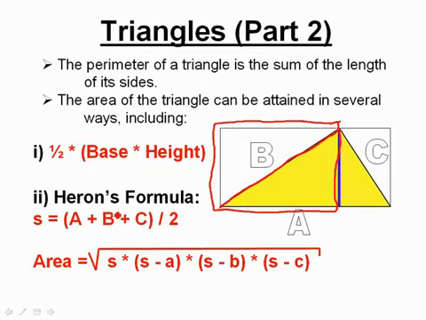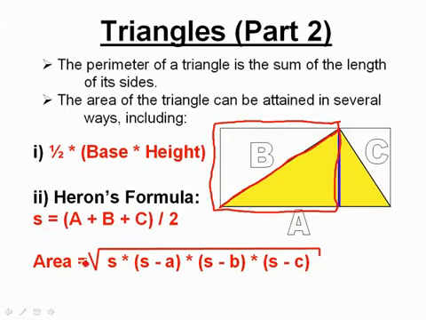Then it's still very much possible to determine the area of the triangle using something known as Heron's formula. It looks very, very complicated, but it's actually quite simple. What you do is you start by taking half of the perimeter. So A plus B plus C is the perimeter, and you divide that by 2. For making the formula more concise, I represented that as S.